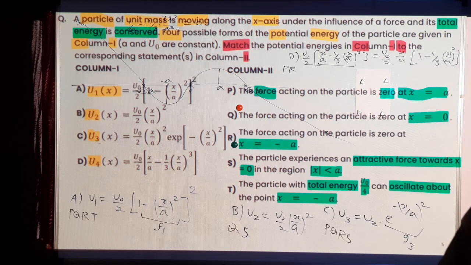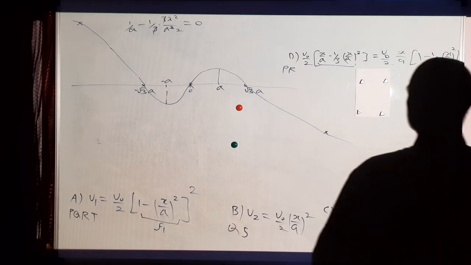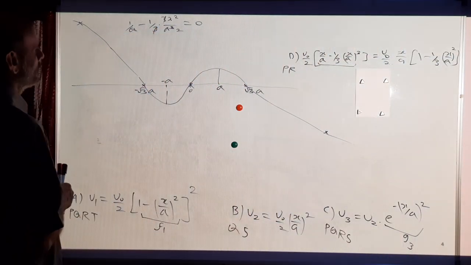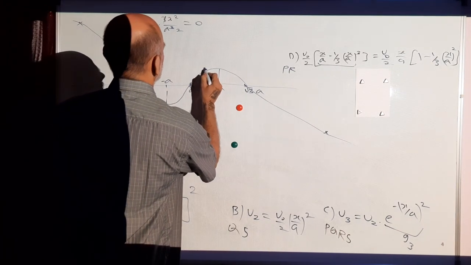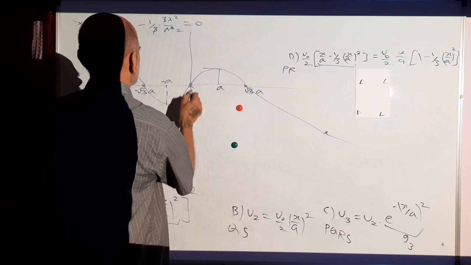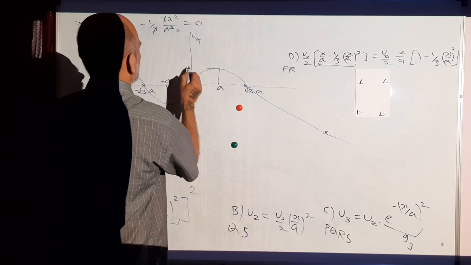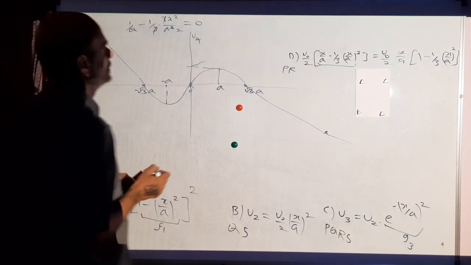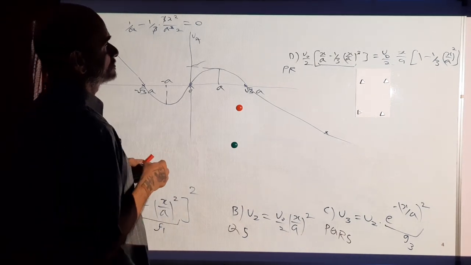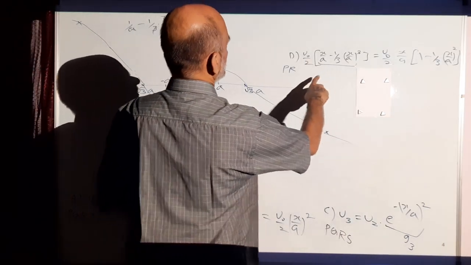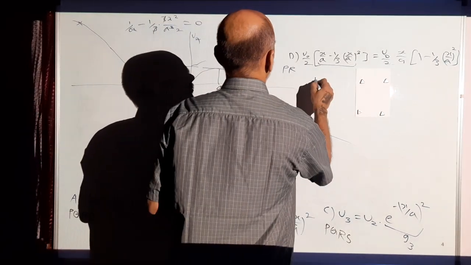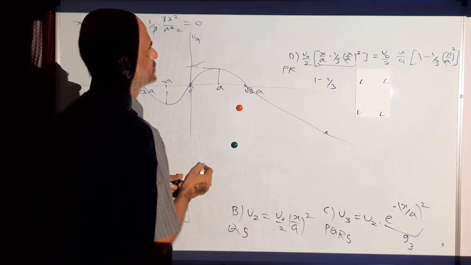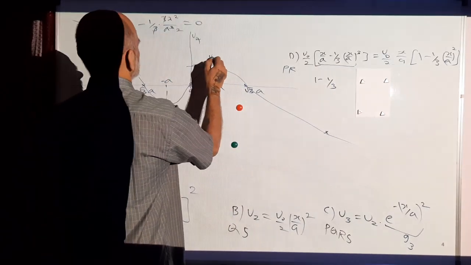Statement T: the particle with total energy U0 by 4 can oscillate about the point x equal to minus a. Energy of U0 by 4. So we can find this maximum value, the y value here. What is U at this point? What is this y value? If you put x equal to a, x by a will become 1. So 1 minus 1/3, that is 2/3. So it's U0 by 3.